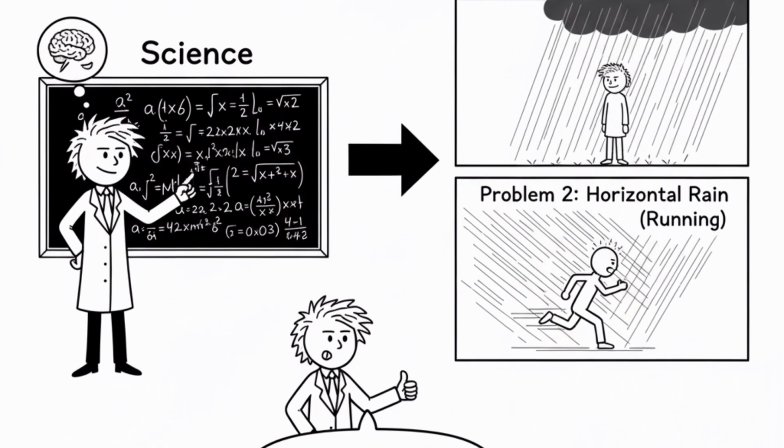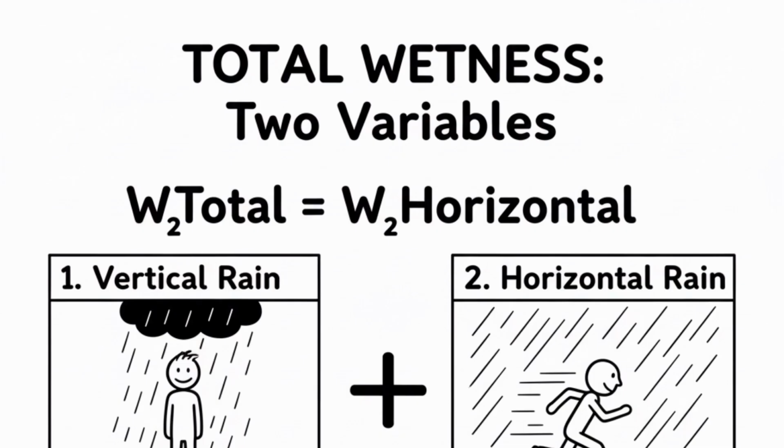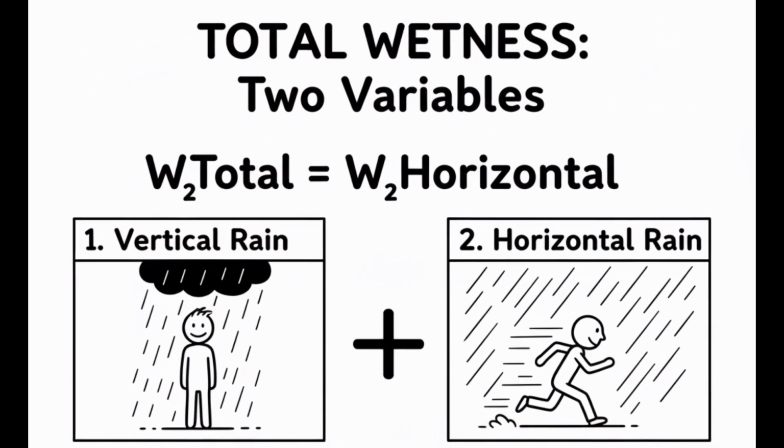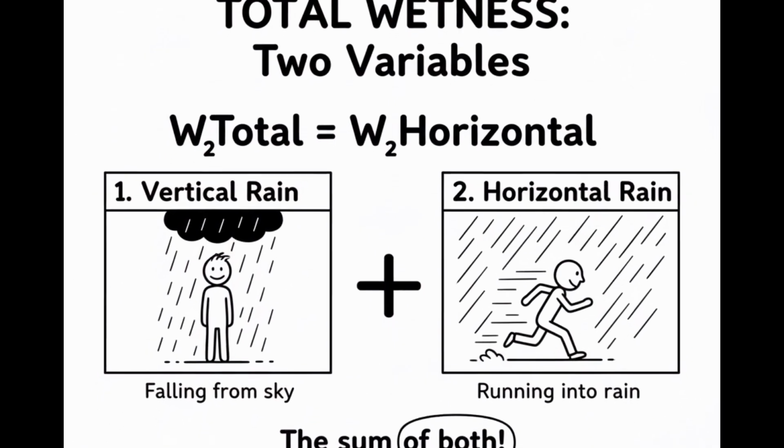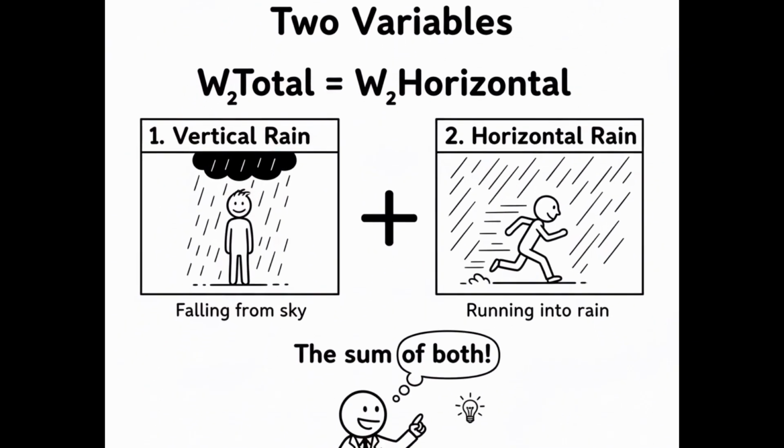To do this, we need to treat the water you accumulate as two totally separate solvable problems. Number one, the two components of wetness. Your total wetness, W total, is the sum of two variables. We call them vertical rain and horizontal rain. So the total wetness is equal to vertical wetness plus horizontal wetness.